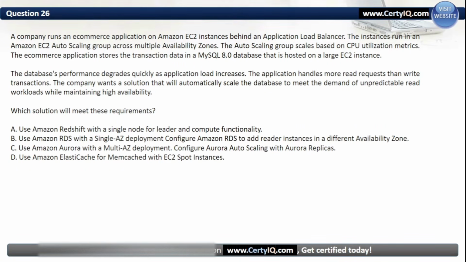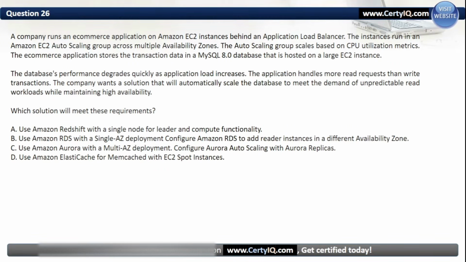Question 26. A company runs an e-commerce application on Amazon EC2 instances behind an application load balancer. The instances run in an Amazon EC2 auto-scaling group across multiple availability zones. The auto-scaling group scales based on CPU utilization metrics. The e-commerce application stores the transaction data in a MySQL 8.0 database that is hosted on a large EC2 instance. The database's performance degrades quickly as application load increases. The application handles more read requests than write transactions. The company wants a solution that will automatically scale the database to meet the demand of unpredictable read workloads while maintaining high availability. Which solution will meet these requirements?